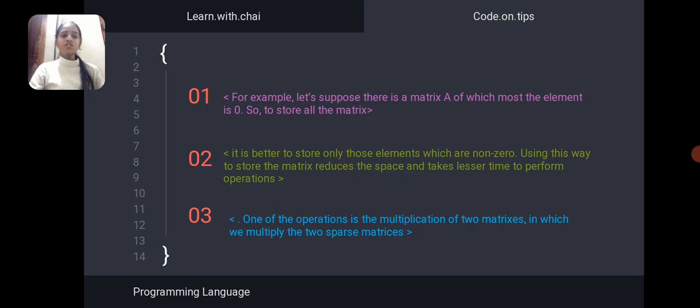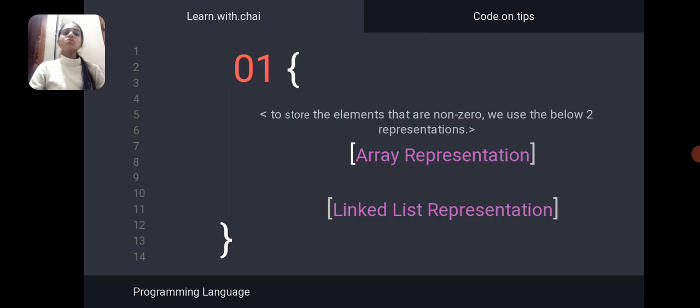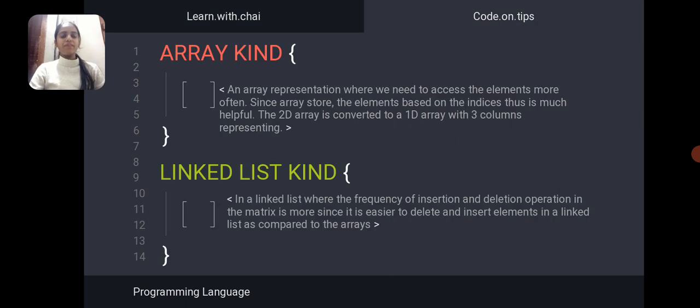One of the operations is the multiplication of two matrices, in which we have to multiply two sparse matrices. To store the elements that are non-zero, as I told you, we are going to use the below two representations. These are the two different representations by which we can represent a sparse matrix. The first one is an array representation, in which we are going to be using an array. And the second one is a linked list representation. Let's learn about it briefly.